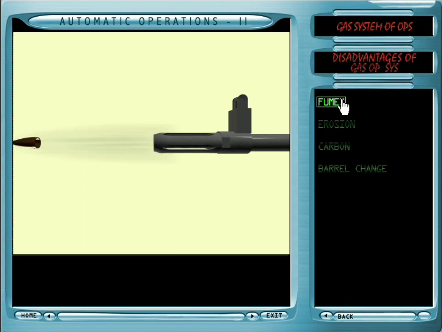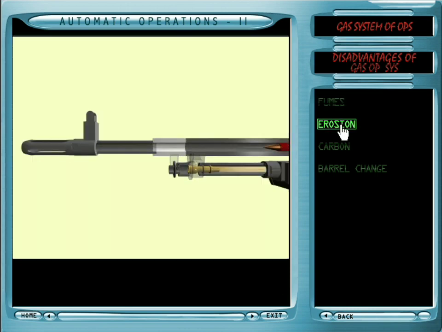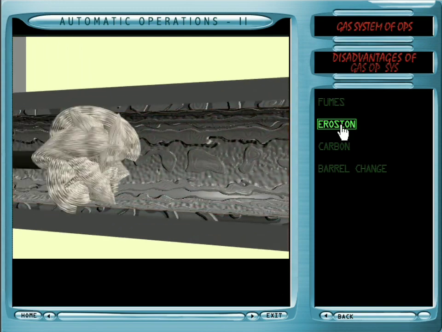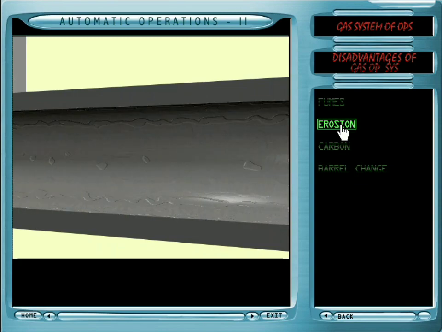Fumes. The gas operated weapons throw out fumes from the muzzle as well as the breech end after unlocking. This makes them unsuitable for enclosed spaces and armored fighting vehicles. Erosion. On the firing of the weapon, a large amount of carbon particles stick to the inside of the barrel, as also the gas chamber and the piston head. Regular cleaning leads to erosion of these parts, thus affecting the functioning of the weapon.